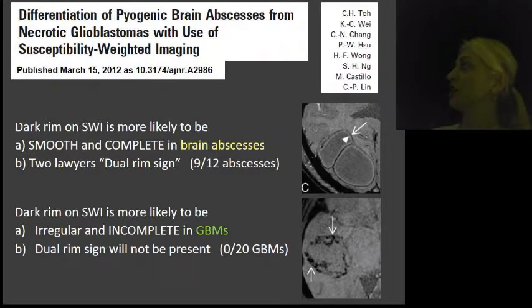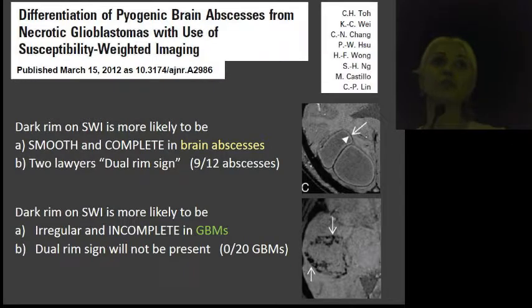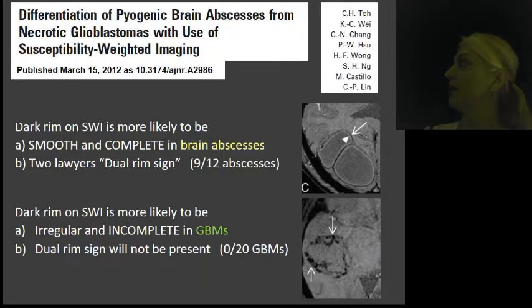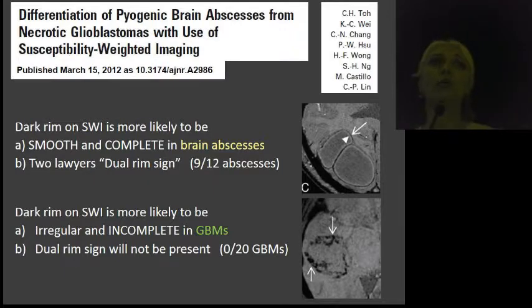This dark rim that we're seeing in the lesions is more likely to be smooth and complete if we have a brain abscess. And it has two layers, which are called the dual rim sign. Almost all, 9 of 12 abscesses, had a dual rim sign. The dark one is the outer ring, and the white one is the inner ring. Glioblastoma never looked like that. They never had the dual rim sign. What they did have were dots and lines representing neoangiogenesis or hemorrhagic lesions. So it looked very different.